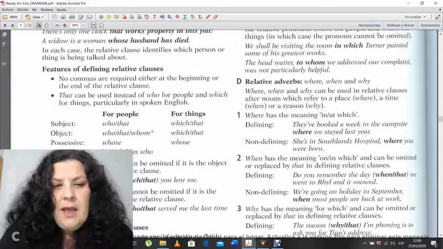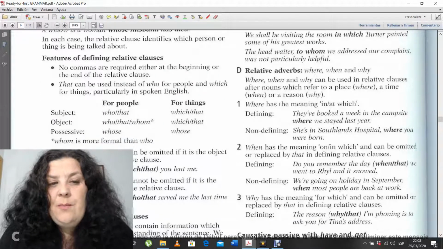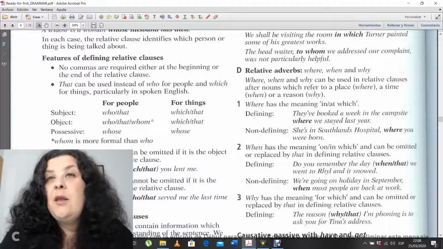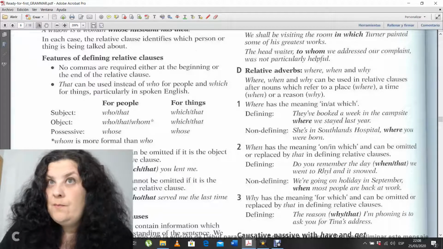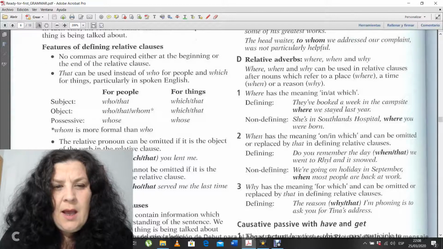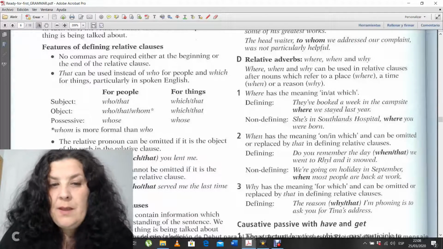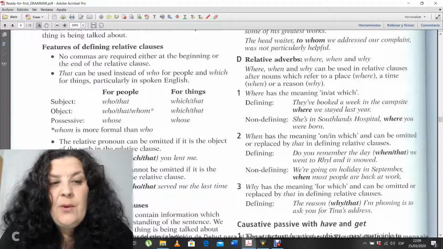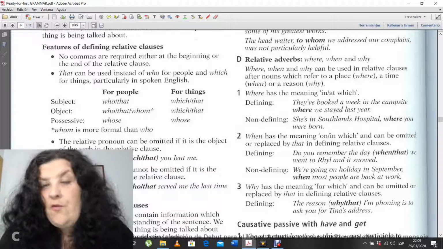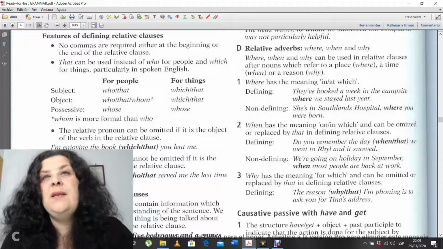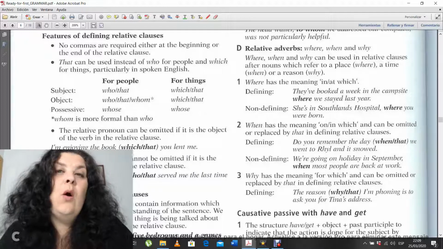Features of defining relative clauses: no commas, as I told you before, and you can use that. A subject for people, you can use who or that. For things, ideas, and animals, which, all right? Who is only for human beings. For the object, for people, who, that, and whom. And for things, ideas, and animals, also which and that. And the possessive is whose, for everyone and everything, right? Whom is more formal than who, that's all, right?